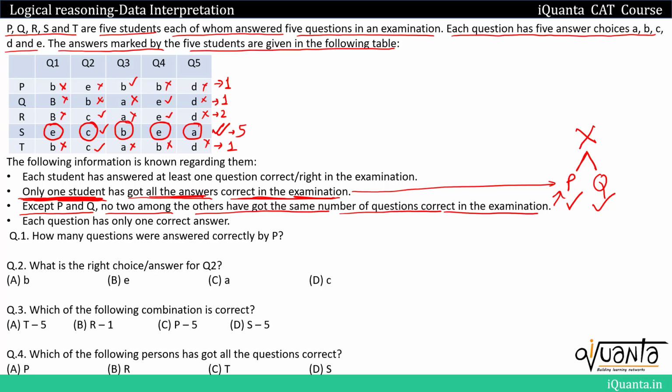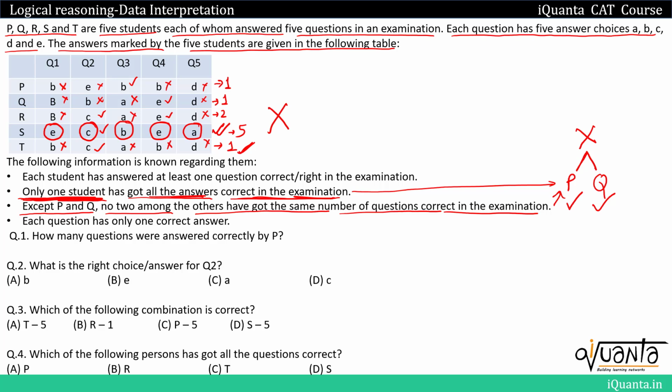Now in this case, we can see that though P and Q are answering the same number of questions correctly, T is also answering just one question correctly, and we were given that except P and Q, there is no one who has answered the same number of questions correctly. So this case is also wrong, because here we are getting 3 people who are answering the same number of questions correctly: P, Q, T. So our assumption that S is the one who has answered all the questions correctly is wrong.